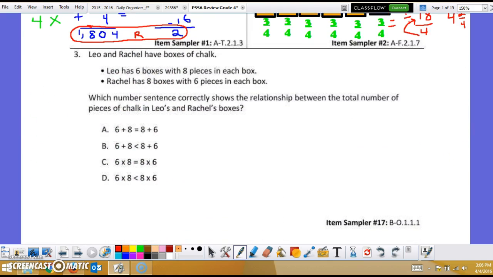This is a simple commutative property question. Leo has 6 boxes of chalk with 8 pieces in each box. Rachel has 8 boxes of chalk with 6 pieces in each box. Those are equivalent because the commutative property tells me I can move this 6 over here and the 8 over here, and it's still going to get me the same exact answer, which in this case would be C. Flip it to the back.